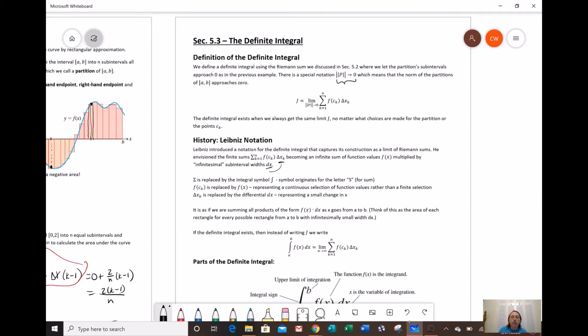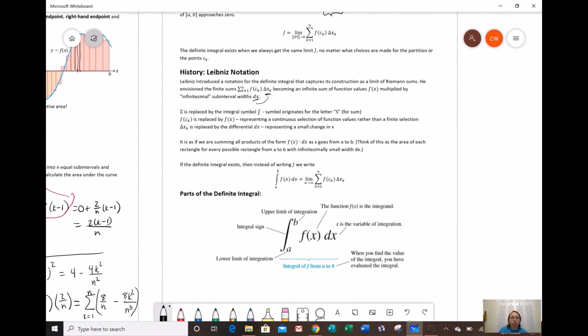Delta xk is replaced by dx, representing a very small width for our rectangle, small change in x. It is as if we are summing all products of the form f of x times dx. So our height times our base, as x goes from a to b. Think of this as the area of each rectangle for every possible rectangle from a to b with infinitesimally small width dx. You don't have to get all of this. You just need to have a little bit of a vague idea.